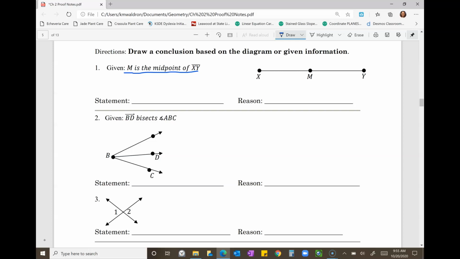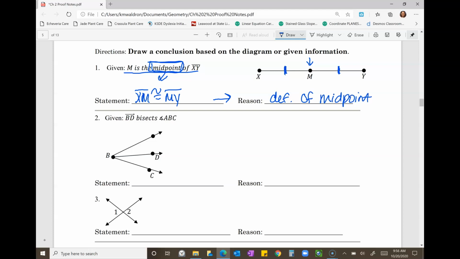What a midpoint does, it bisects a segment into two equal parts. So that means since M is that middle point here, that means XM and MY have to be congruent, so I put the markings in. So because I know what a midpoint does, that's going to lead me to my statement. So that's going to lead me to saying that segment XM is congruent to segment MY. These two halves are congruent because of a midpoint. So the reason we could say this particular statement is because that is the exact definition of a midpoint.